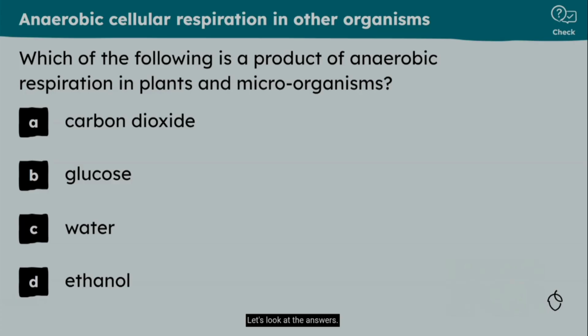Let's look at the answers. So A, carbon dioxide is correct, and D, ethanol is correct. Great job, you got that right. Let's look at the other answers. So B, glucose, that's incorrect because it's a reactant of anaerobic respiration. C, water, that's incorrect as well. That's not involved in anaerobic respiration in plants, in microorganisms, or in humans.